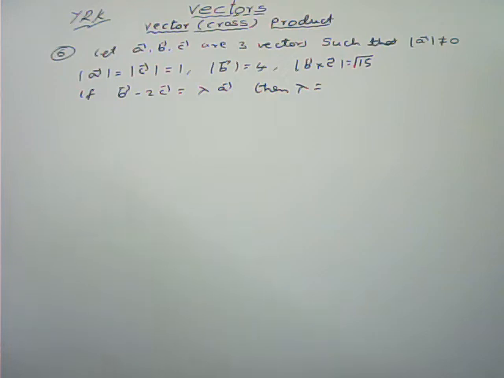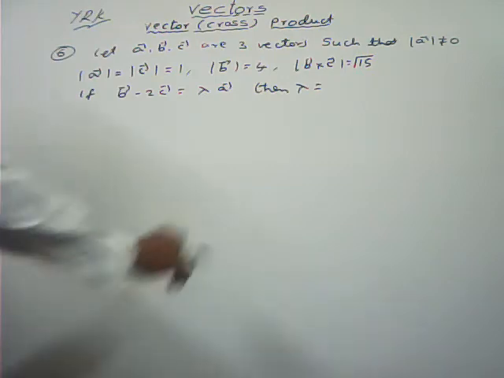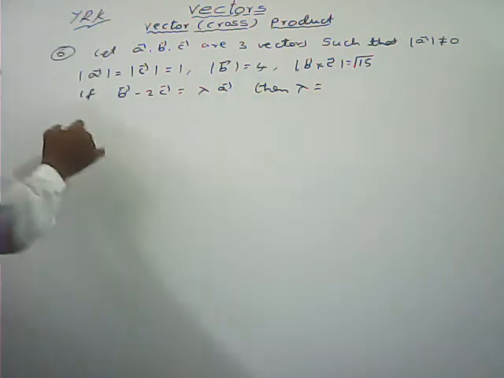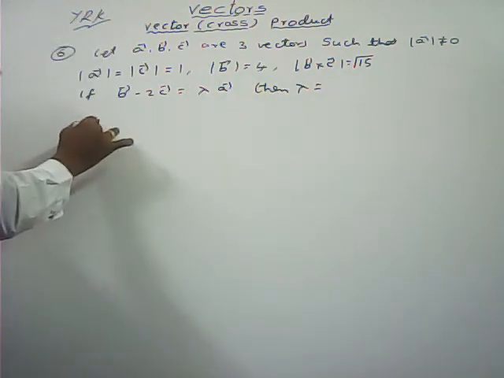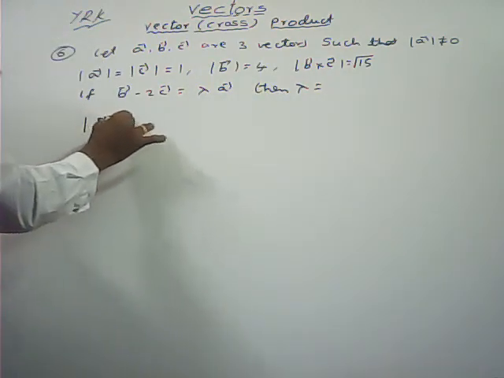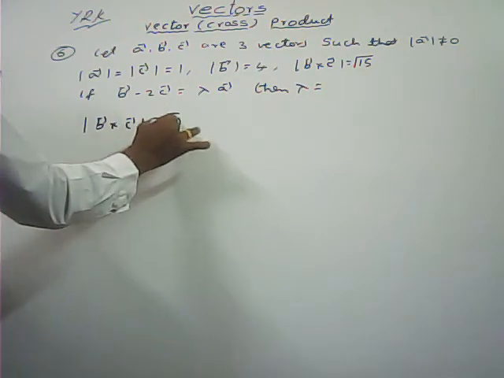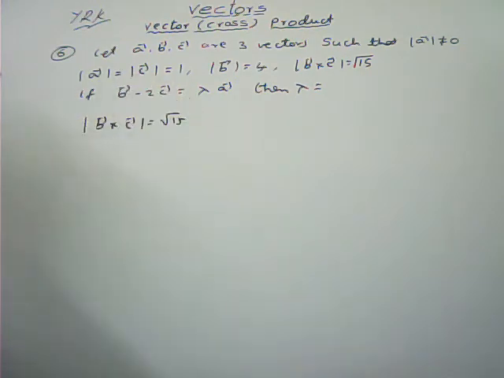Next one. Let a bar, b bar, c bar be three vectors such that modulus of a bar equals modulus of c bar equals 1 and modulus of b bar equals 4. Modulus of b bar cross c bar equals root 15 is given. And this condition is also given. Here we want the value of lambda.